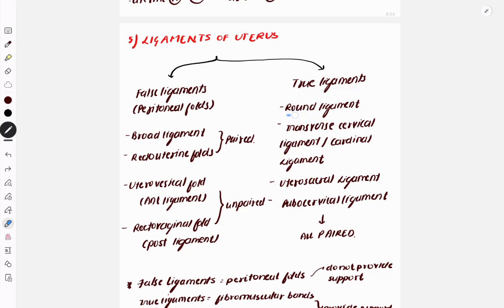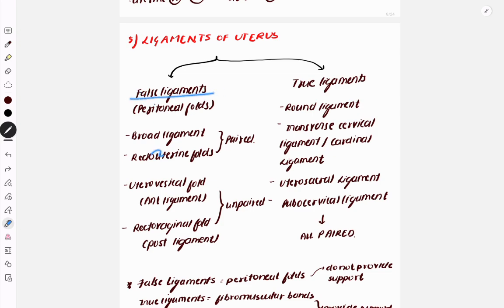So there are 4 true ligaments. The first one is round ligament. The transverse cervical ligament is also called cardinal ligament, or also called the ligament of Mackenrodt, which will be discussed under the heading of supports of uterus. And then we have uterosacral ligament and pubocervical ligament. So these are the 4 ligaments of the uterus which are true ligaments, which actually provide the support to uterus.